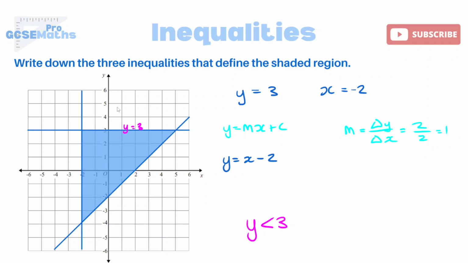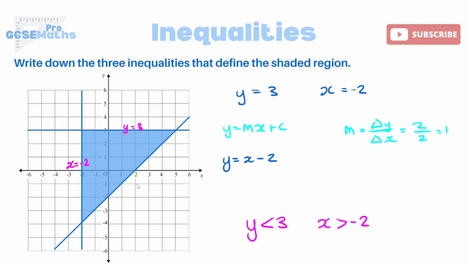And then let's do the next one, which is the vertical one, which was quite easy as well. So this line was x equals -2. So because x is a horizontal axis and the shaded region is to the right, isn't it? It's going that way of this line. So we're saying x is greater than -2, aren't we? x is greater than -2.